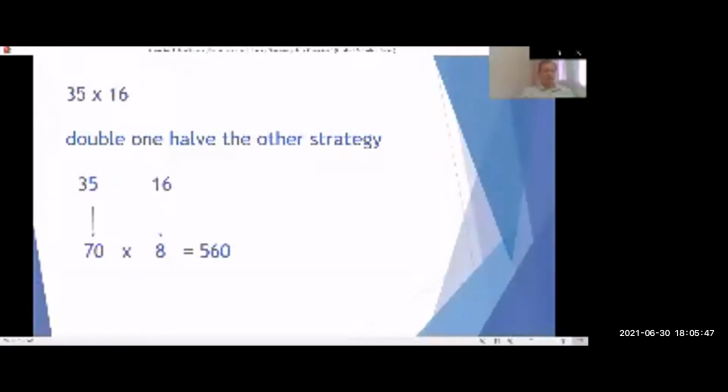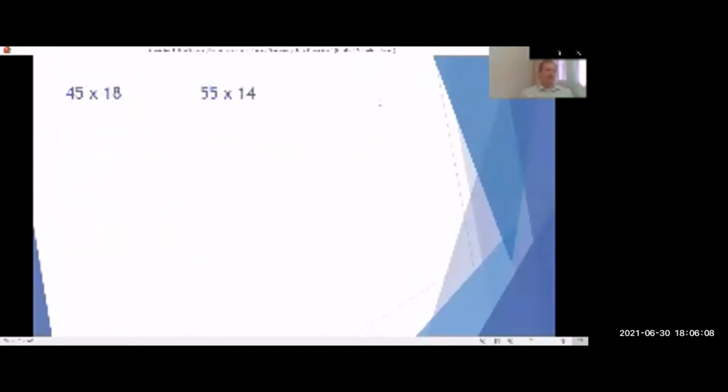So the first problem, we have 35 times 16. Most students do it the traditional way, multiply 6 by 5, then bring up the 3, then do 6 times 3. But the easiest way is to simply double one and halve the other. So we can double 35 to get 70, and half of 16 is 8. So 70 times 8 is 560.